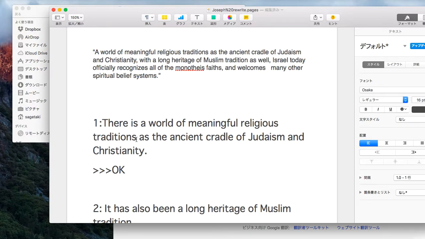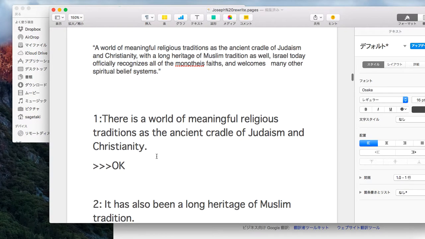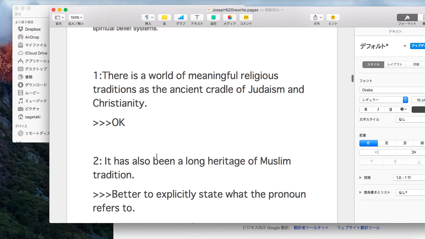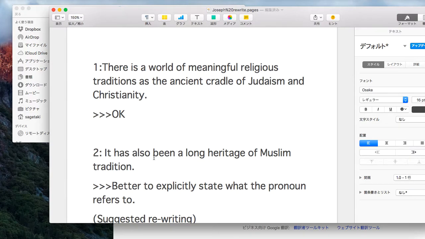There is a world of meaningful religious traditions as the ancient cradle, Judaism and Christianity. This is okay, no problem. What about the second one? It has always been a long heritage of Muslim tradition. Okay, but here we have the pronoun "it." Sometimes in English, "it" is always something. But if you say "he" or "she," it is always somebody.